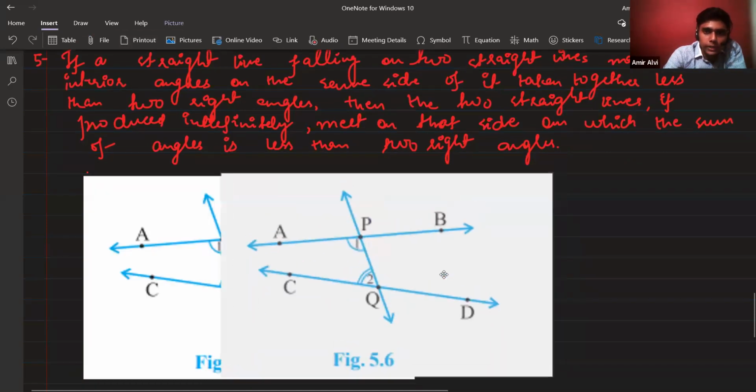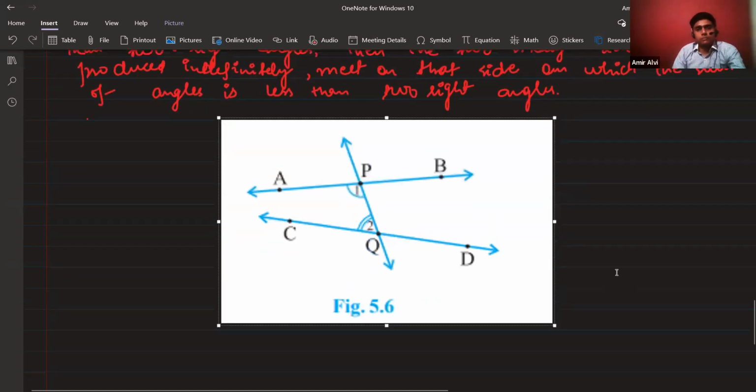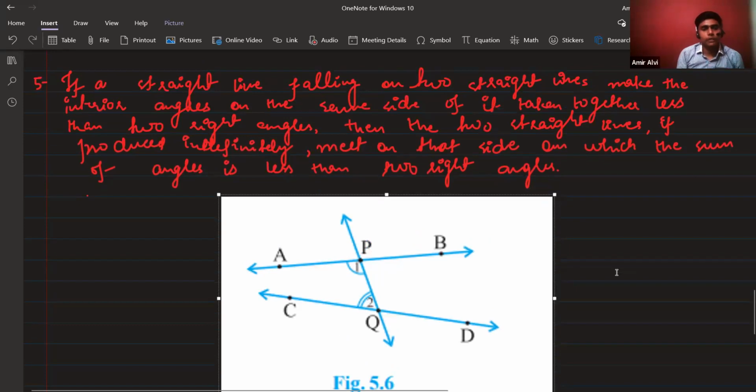Yes, Simrat. So look here. Basically, it is saying that, let me explain that in English. If there are two straight lines, yes or no? Yes. These are straight lines, na? Yes, obviously. And one straight line is falling on them. This is a straight line which is falling. Yes or no, Simrat? Yes.